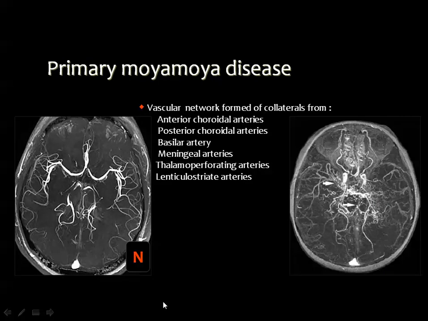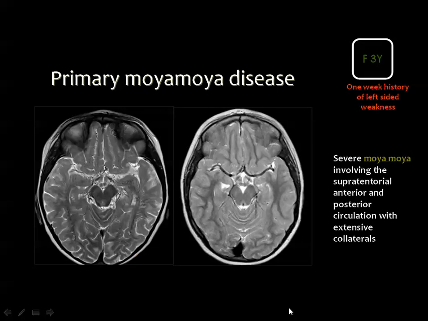Then if you look to the MR angiogram, and normally you can see the region of the internal carotid artery, and this is the middle cerebral, and this is the anterior cerebral. But here you can see the region of the internal carotid artery, but you cannot see the middle cerebral and cannot see the anterior cerebral, and you see this extensive area of collateral circulation. Also, this is a typical appearance of the moya disease by conventional MRI.